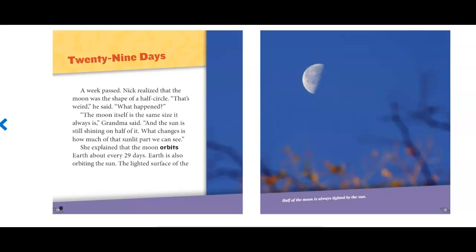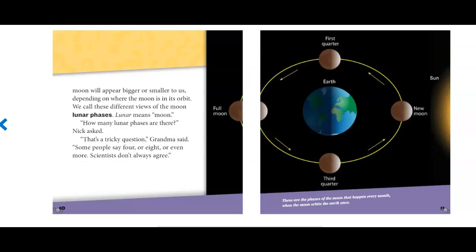She explained that the moon orbits Earth about every 29 days. The Earth is also orbiting the sun. The lighted surface of the moon will appear bigger or smaller to us, depending upon where the moon is in its orbit. And remember, we said an orbit means it just goes around. We call these different views of the moon the lunar phases. Lunar means moon. Oh, we should have added that to our vocabulary words.